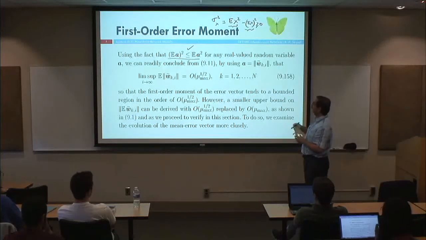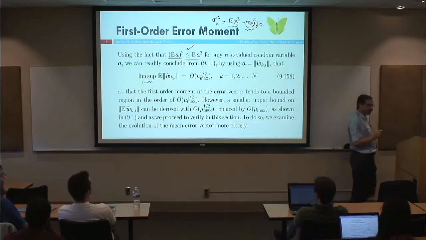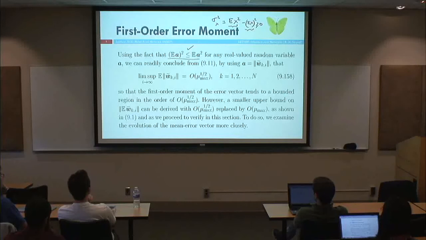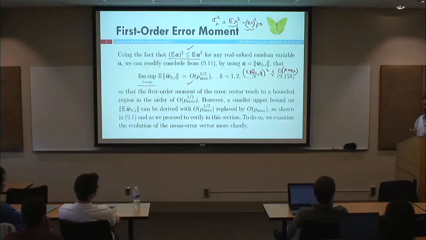So if I apply this inequality to this particular random variable, which is the Euclidean norm of the error vector at agent k, then you will get that the expected value of this norm, squared, in the limit, so I'm talking about it in the limit, will be upper bounded by the expected value of the norm squared, which we already know is of the order of mu max. And then if you take the square root of both sides, that's where you get this expression here.